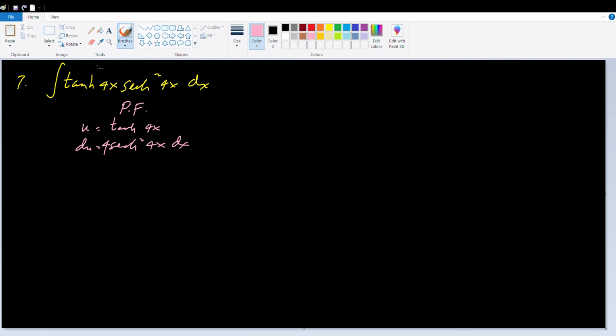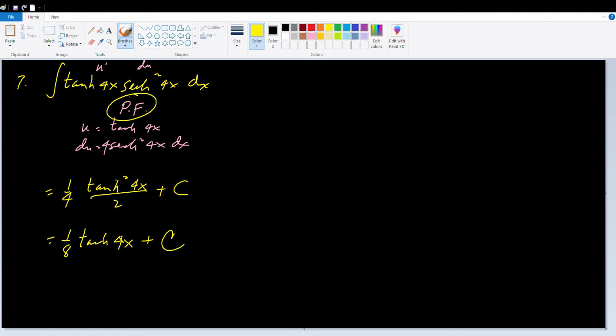So our integral is actually of the form u raised to 1 du, except for the missing constant 4. So our answer here will be 1/4, and then the power formula applied to our integral will give us hyperbolic tangent squared of 4x all over 2 plus c. Or equivalently, that is 1/8 hyperbolic tangent squared of 4x plus c. So in this case, even if our integrand involves the hyperbolic functions tangent and secant, we did not use any of the 10 formulas we had earlier. Instead, we applied the power formula because that is the appropriate formula for such kind of integral.